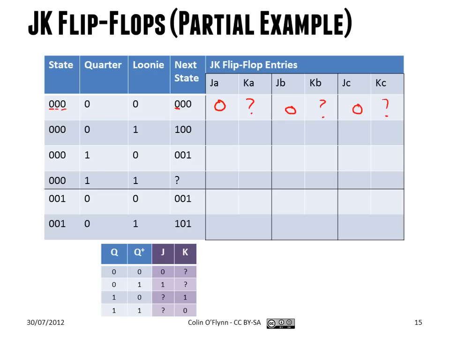For example, here if we're in state 0 and we want to move to state 1, again you go to this transition table and you see it's J is 1, K is don't care. And the rest of them are staying the same.